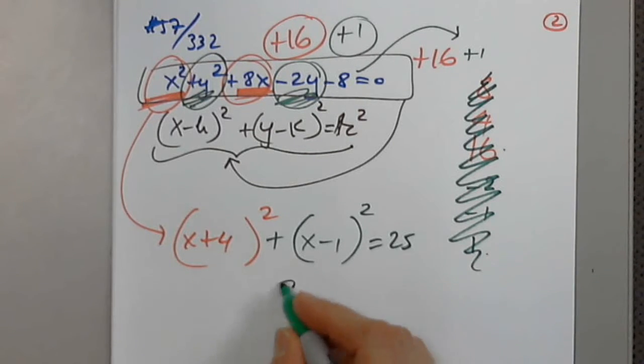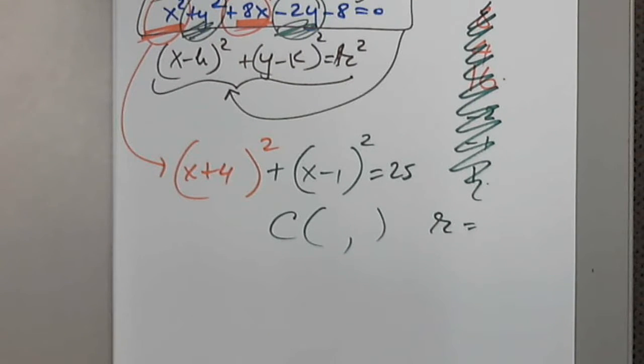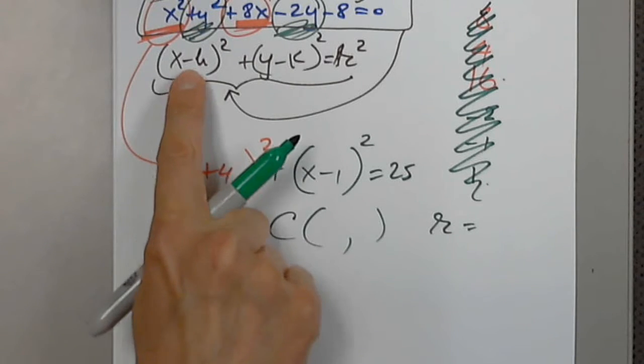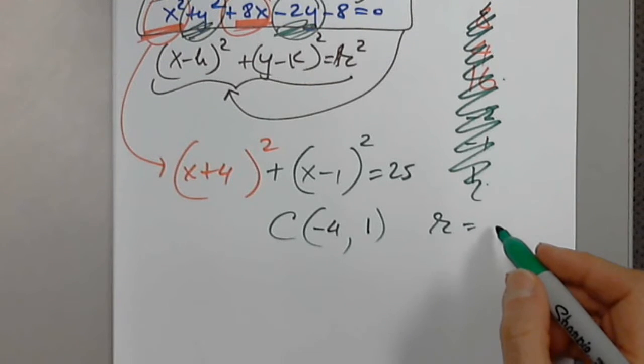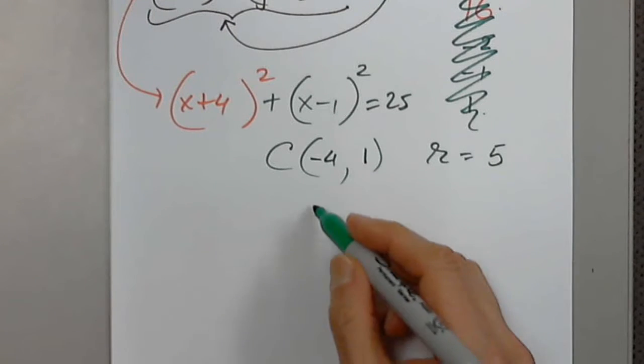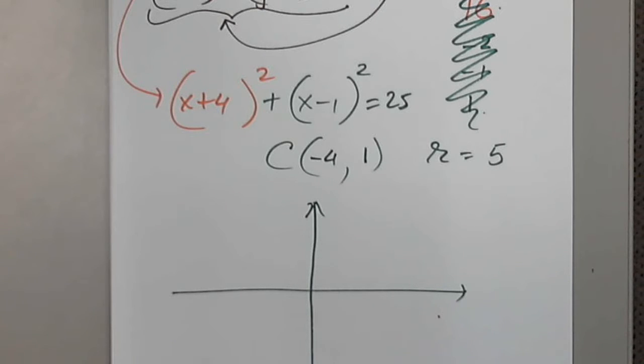Very good. So now I need to find the center and I need to find the radius. The center is, careful, -4, correct? And the radius is? That's it. And if I'm asked to graph, I will plot the center at -4, 1. And then 5, I will create 4 points, north, east, south, west, 5 units away.